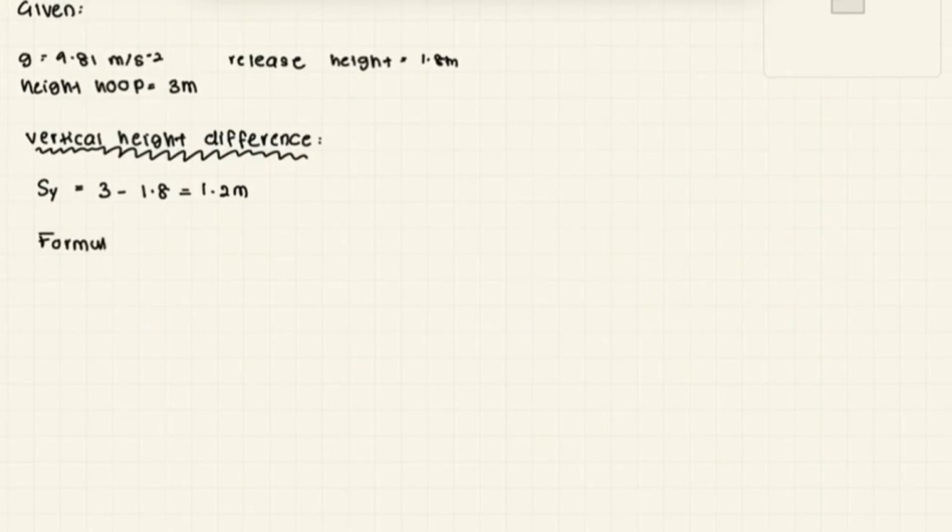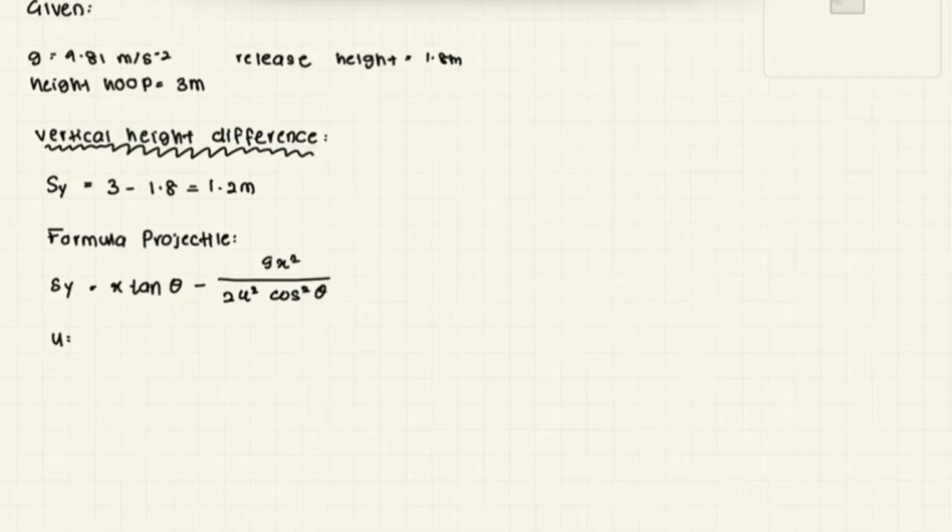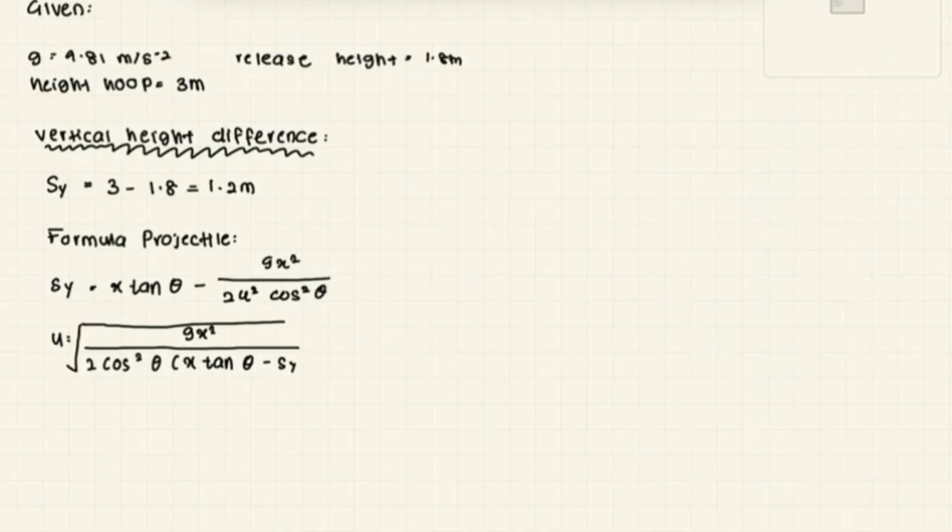Next, we use the projectile motion equation to find the initial velocity, which is Sy equals x tan theta minus gx squared over 2u squared cos squared theta. This means u equals the square root of gx squared over 2 cos squared theta times (x tan theta minus Sy).